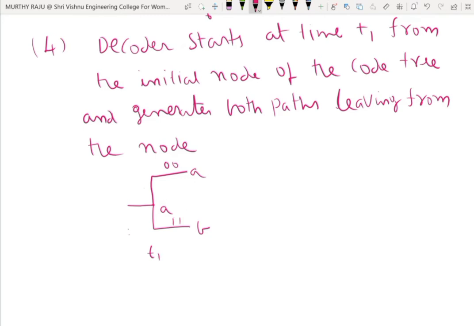The decoder starts at time t1 from the initial node. Here in this example, initial node is A and it generates both paths, upper path and lower path, of the code tree. Leaving from the node means from A. Upper path from A to A and the lower path from A to B. Outputs are indicated on these branches of these two paths.